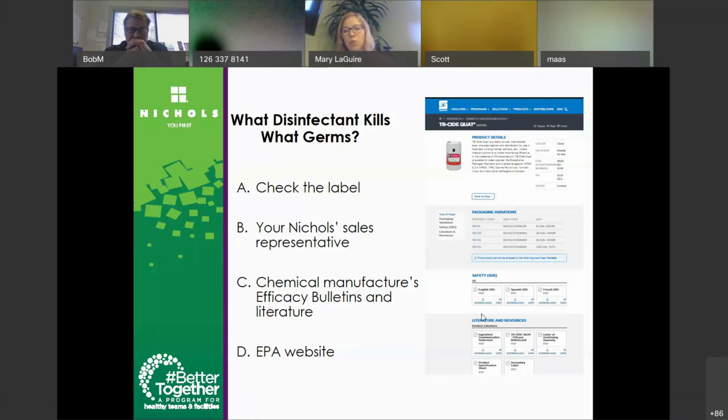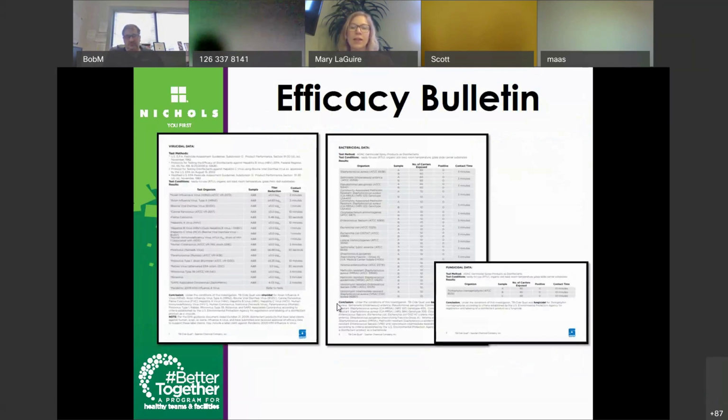The manufacturer's website, Spartan, lays it out very, very nicely. When you search that product, it has all the information you need for that product, including the SDS. But towards the bottom there, in the middle, it says TB side quat Efficacy Bulletin. In that Efficacy Bulletin, it will show what it kills. So it's very important to know that if you're trying to target a specific pathogen. Some will also put it on their literature pieces as well. Then you can also check the EPA website, and I'll go through next how to do that.